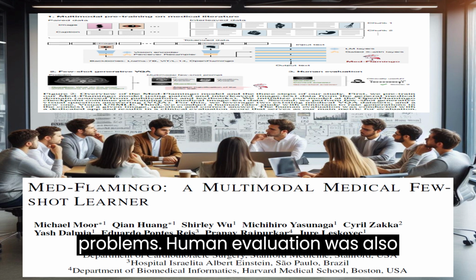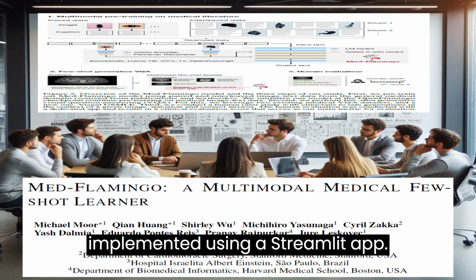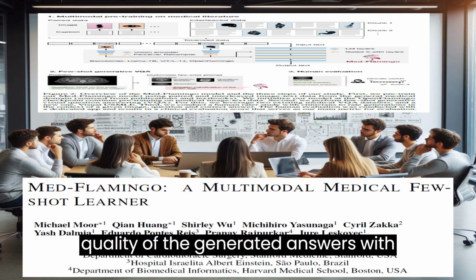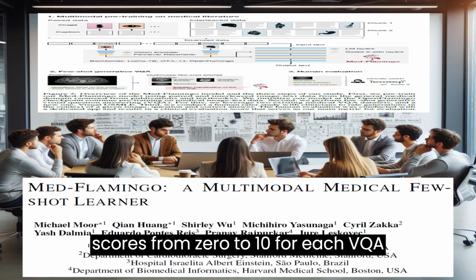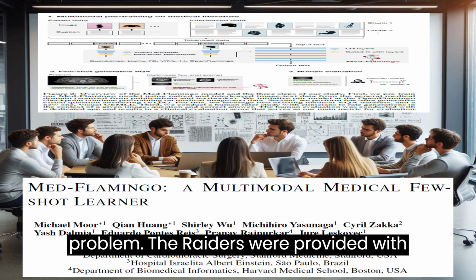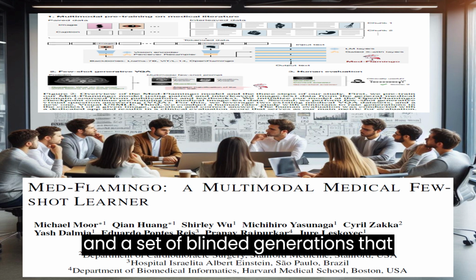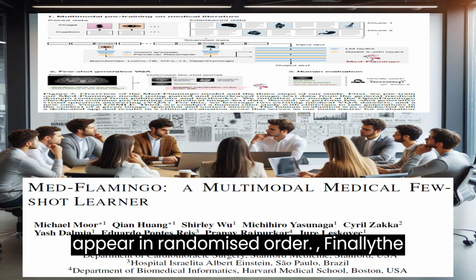Human evaluation was also implemented using a Streamlit app. Clinical experts were asked to rate the quality of the generated answers with scores from 0 to 10. For each VQA problem, the raters were provided with the image, the question, the correct answer, and a set of blinded generations that appear in randomized order.